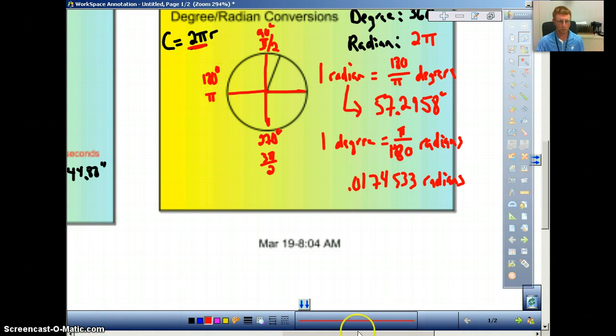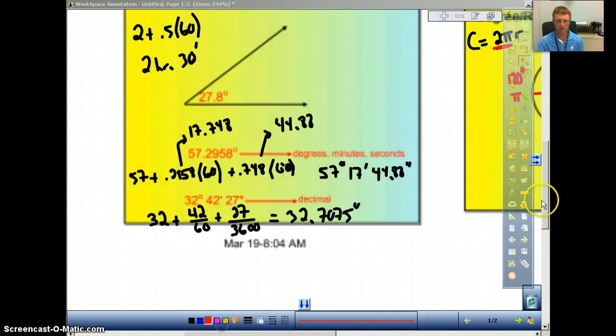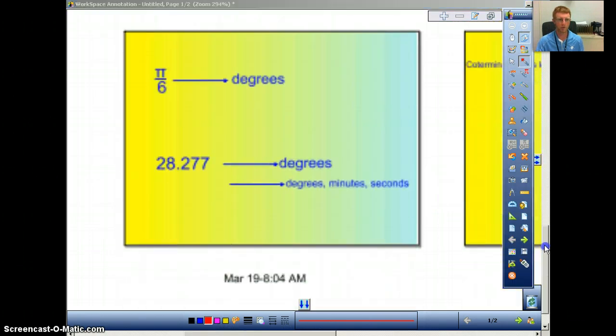What do I mean by that? Well, let's look at the next slide and we'll see exactly how we're going to convert these. So I want to go from pi over 6, which is in radians, to degrees. This is the way I think of it. Because I know that pi is equal to 180 degrees, I think of this as a fraction of 180 degrees.